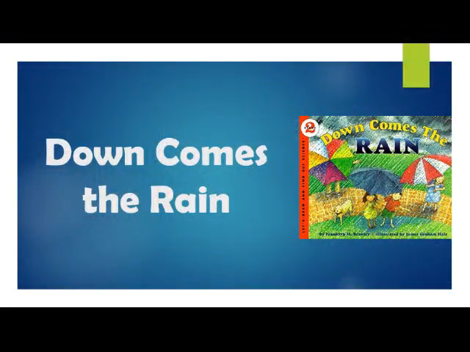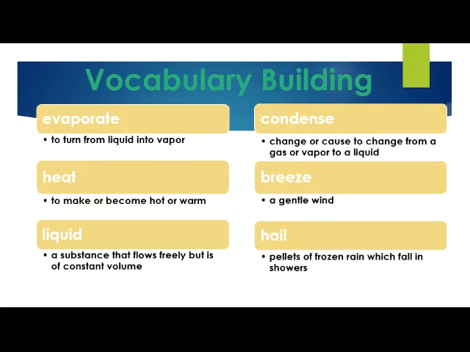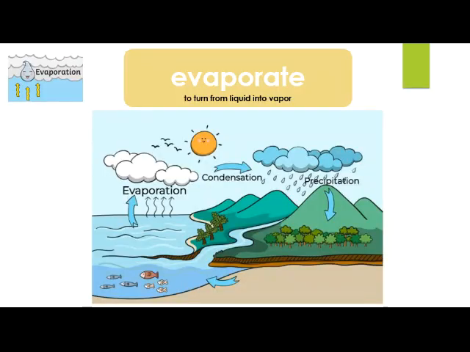Before we read, I want you to learn about some vocabulary words you'll hear during today's story. Down comes the rain. Here are 6 words I want to review before I read. The first word is evaporate. The next word is heat. The third word is liquid. Fourth, we have condense. Fifth, we have breeze. And last, we have hail. Let's look at the definitions and find out what these words mean with some pictures to help us understand.